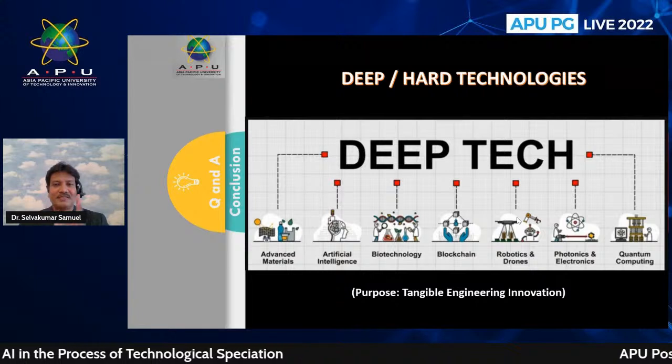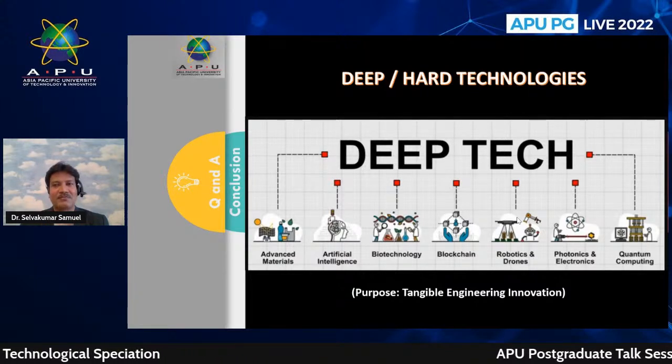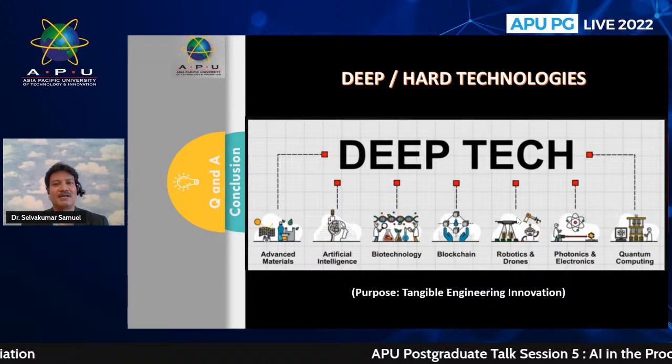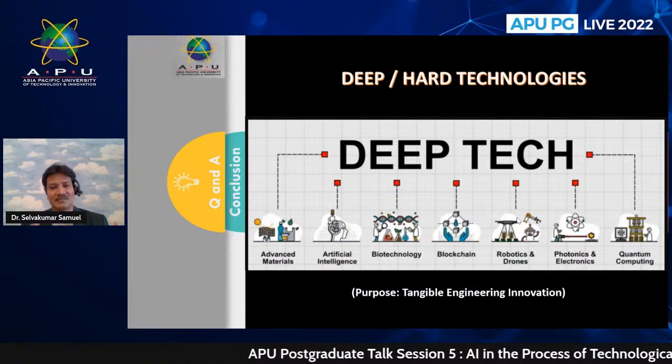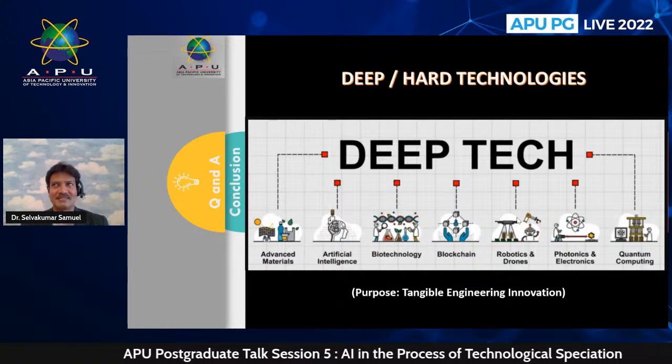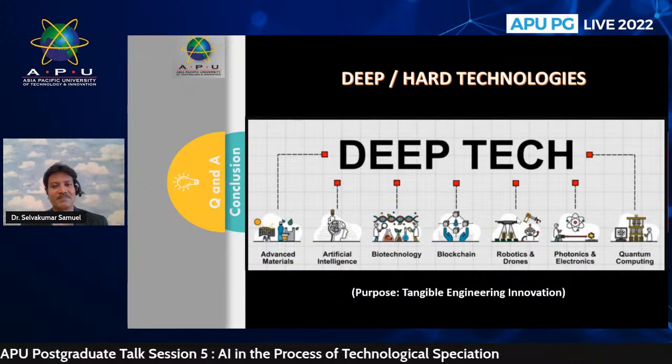Another initiative in this second type of speciation process is deep or hard technologies. You can see the list of technologies in this new species.